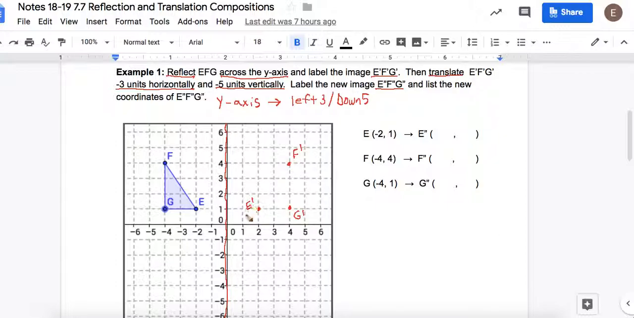It is very important that every translation you do, you put the primes in. So the first transformation is always one single prime, and then the second one will always be the double prime. So now take your ruler and connect the points.